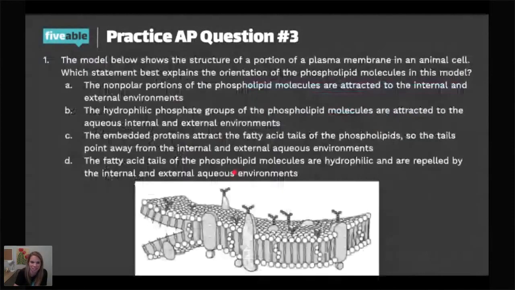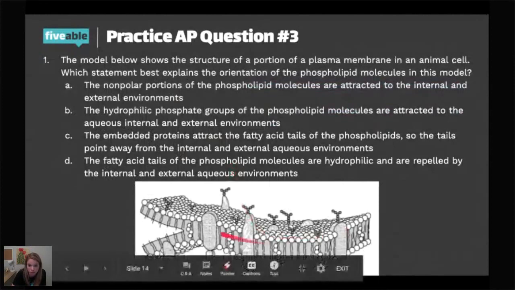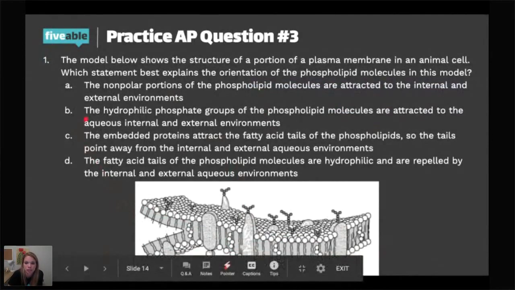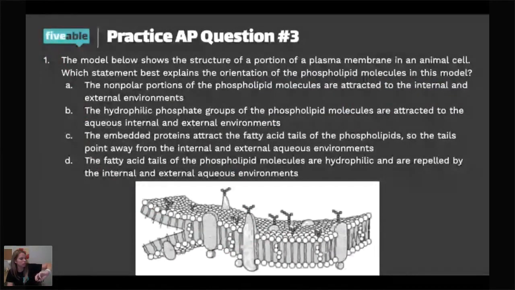Let's keep going. Okay. The model below shows the structure of a portion of a plasma membrane. So we've got our plasma membrane here. It kind of looks like it's opening like Baby Shark style. Plasma membrane in an animal cell. Which statement best explains the orientation of the phospholipid molecules in this model? All right. Once again, 30 seconds. Go. Take about 5, 4, 3, 2. B. You say the hydrophilic phosphate groups of the phospholipid molecules are attracted to the aqueous internal and external environments. Remind me, what does aqueous mean?